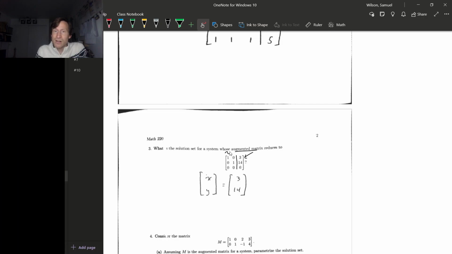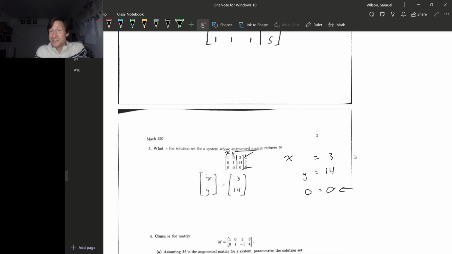The first column corresponds to a variable x, the second column corresponds to a variable y, and the third column, that's the augmented column. That doesn't correspond to a variable. If we wrote out this system, it would look like x equals 3, that would be the first equation, y equals 14, that's the second equation, and then this third line gives us the equation 0 equals 0, which counts as an equation, but doesn't really add anything to the system.